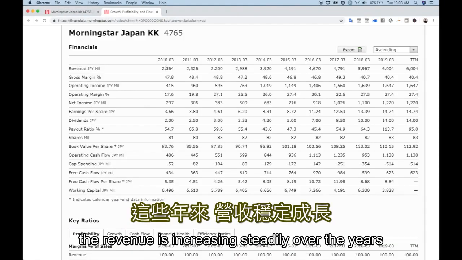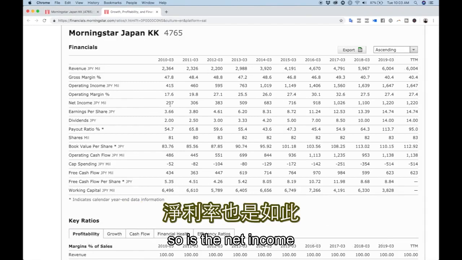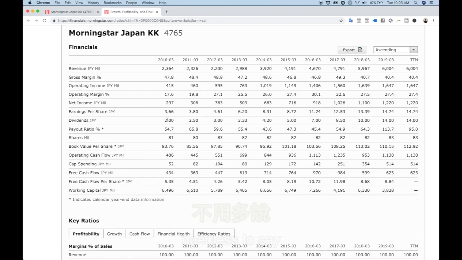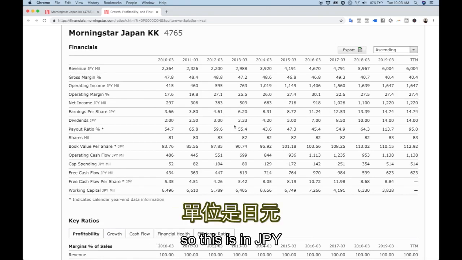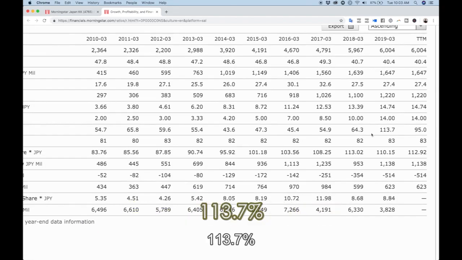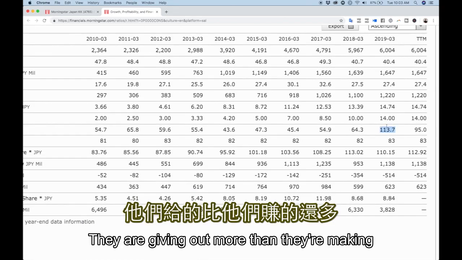You can see that the revenue is increasing steadily over the years. So is the net income. Can you see that? The earnings per share has been steadily growing as well. So the dividends, needless to say, have been growing as well. So this is in Japanese yen. We can see that with the payout ratio, there's a certain concern right here, 113.7%. They are giving out more than they are making.